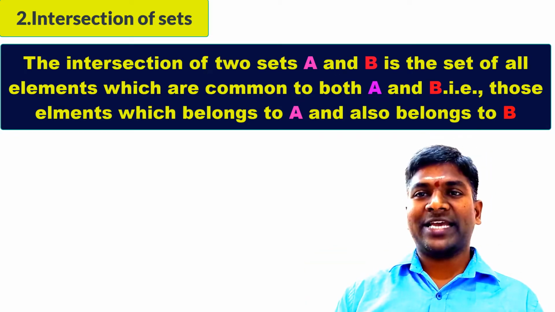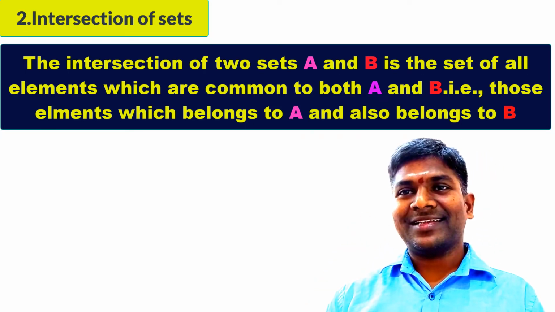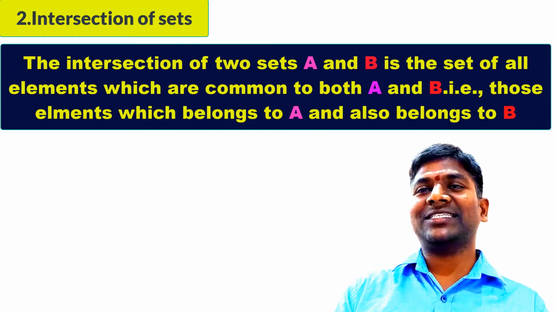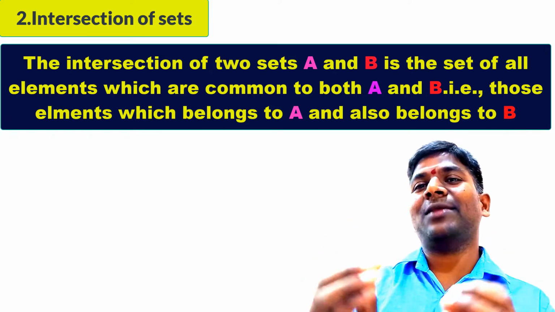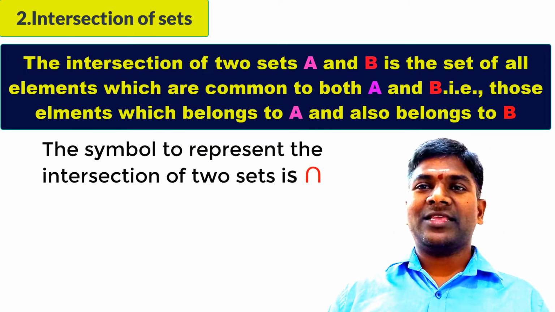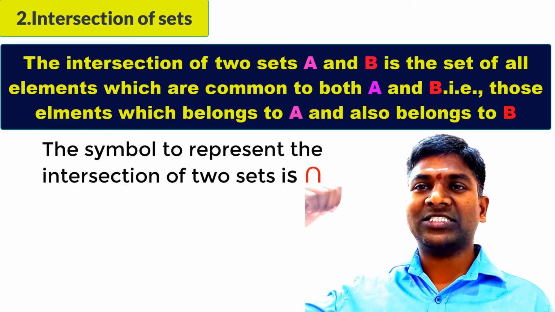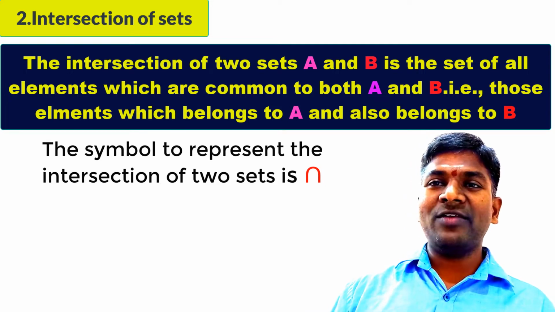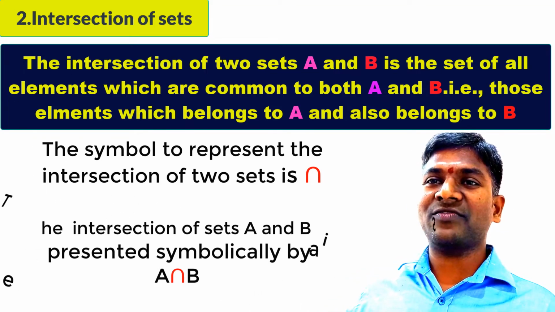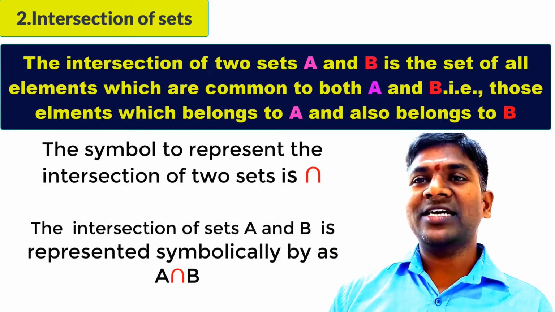Children, see once again the definition of intersection of sets. A and B are two sets. Then the intersection of these two sets is also a set, which consists of the common elements of set A and set B. Here the symbol for intersection is as shown on the screen. That is the symbol for intersection. When we find the intersection of A and B, it is denoted by A intersection B, as shown on the screen.